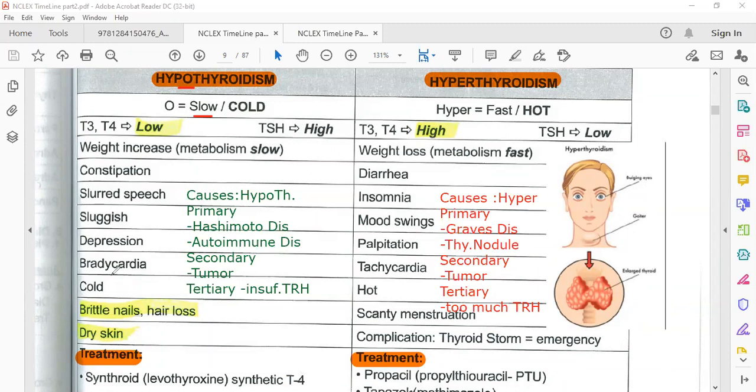And we can see the body temperature, the skin, or the patient has cold intolerance. The spelling is CO for cold, hypo, right? And T3 and T4 are low. Easy way to remember. On the other hand, in hyper, everything is hyper, meaning faster. Metabolism is so fast, and T3, T4 is high. Here in hypo, everything is slow, metabolism is slow.